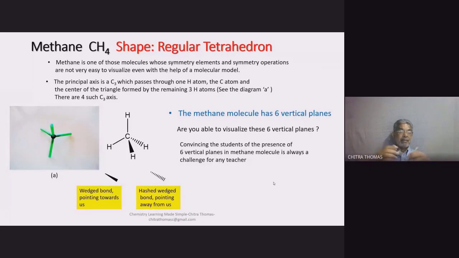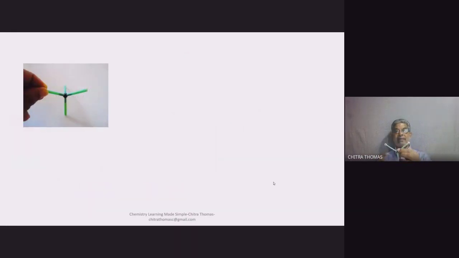for any teacher. In a real classroom situation, I will be able to convince a student with the help of the model. But I cannot do it with the help of the model in a webinar. So I will use an alternate method to convince you of the presence of the 6 vertical planes. See, first, look at this. And this is a trick here.